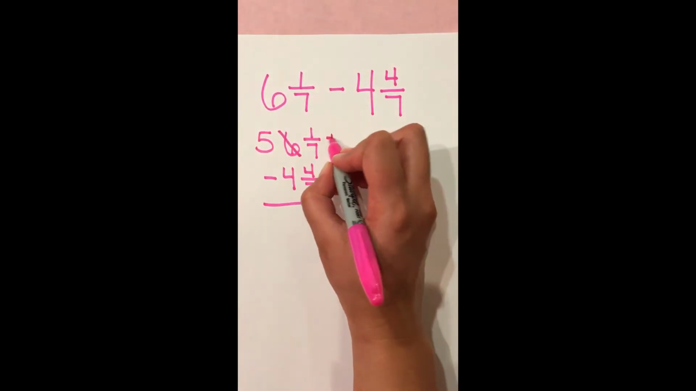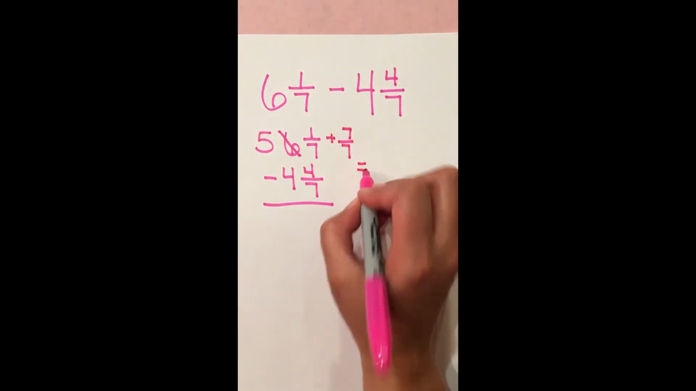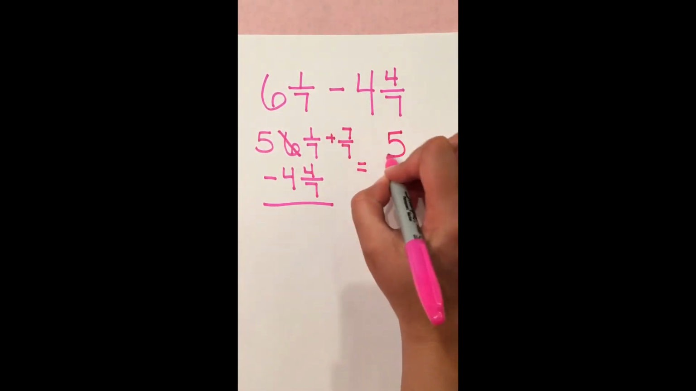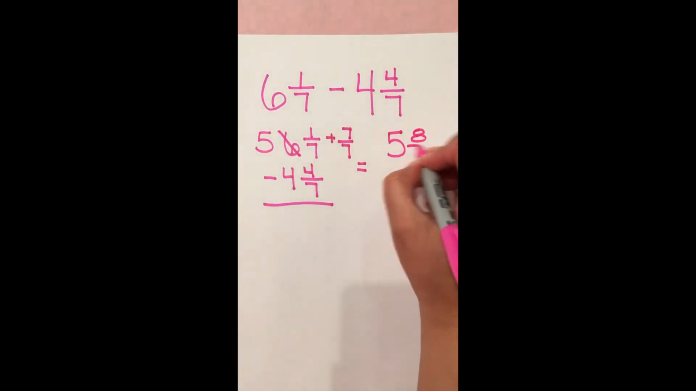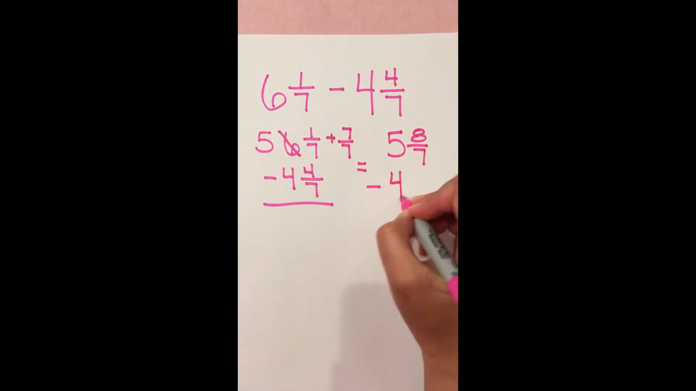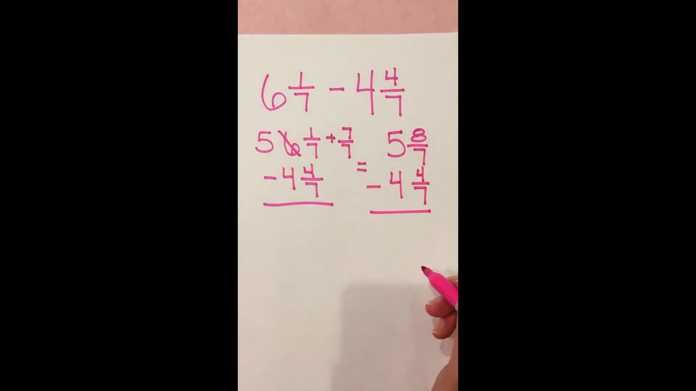So we're going to add 1 whole to this fraction. Now we're going to rewrite our problem over here. So we have 5 and 7 plus 1 is 8/7 minus 4 and 4/7. Can I solve this problem? I look and I can. I'm going to go 8 minus 4 is 4. 7 minus 7? No. We just bring down the denominator. Then I'm going to subtract whole numbers. 5 minus 4 is 1.